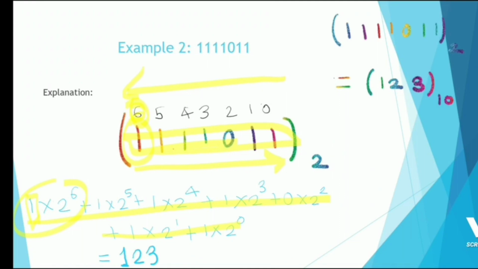Solve this equation and you will get 123 as its value. So 1111011 is equal to 123 in decimal format.